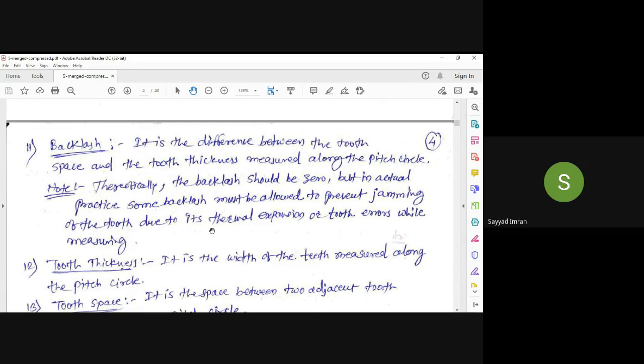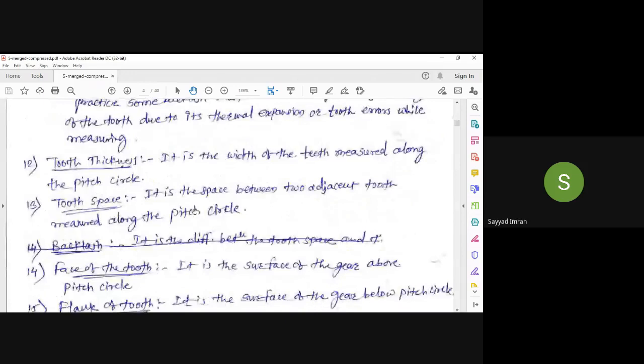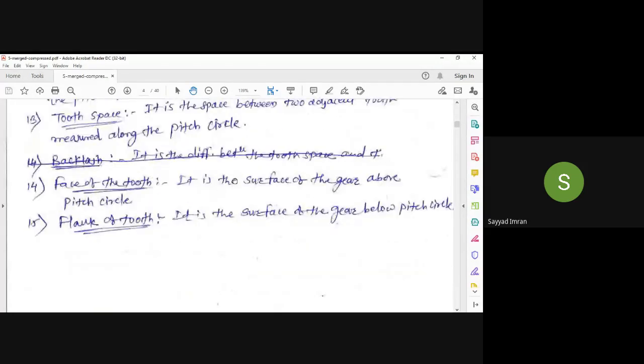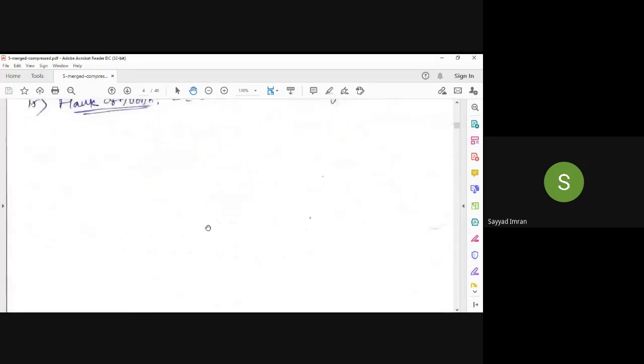Okay. Next terminology is tooth thickness. Tooth thickness is the width of the teeth measured along the pitch circle. Next, tooth space. It is the space between two adjacent teeth measured along the pitch circle. Now, next definition, face of the tooth. Face is the surface of the gear above the pitch circle, and flank of the tooth is the surface of the gear below the pitch circle.